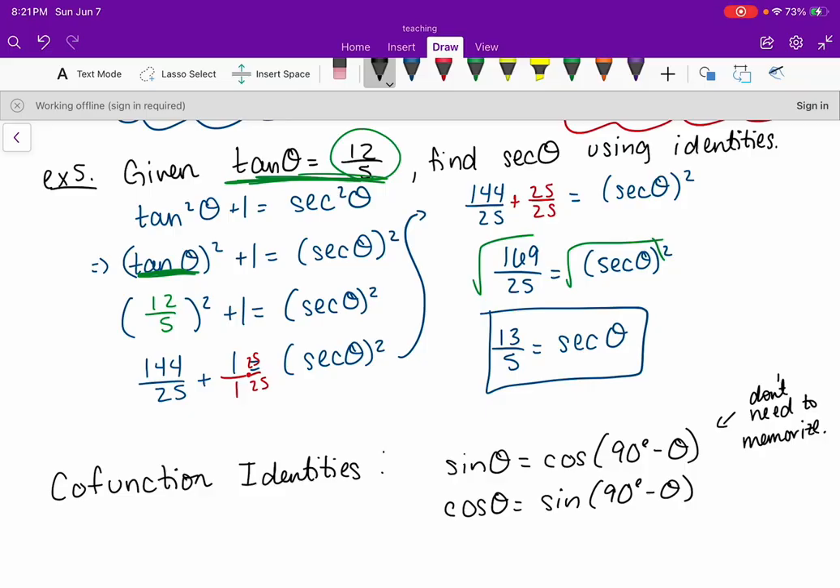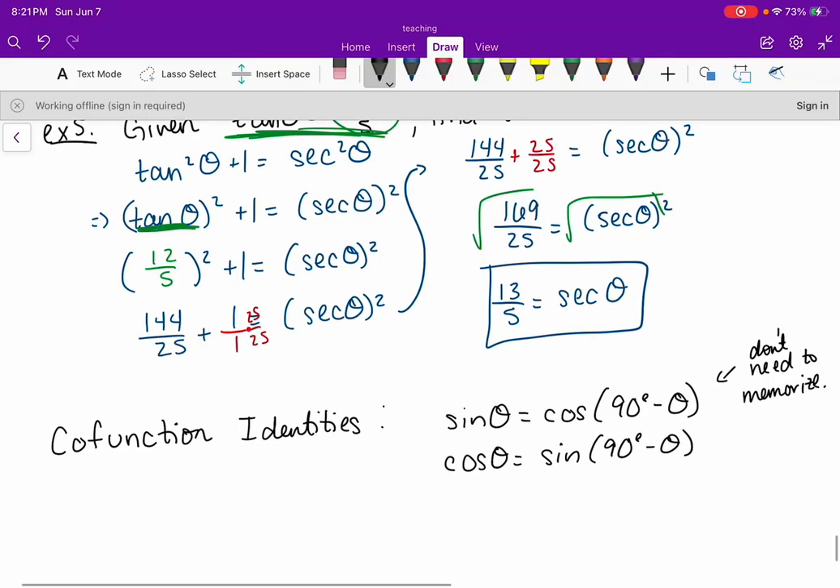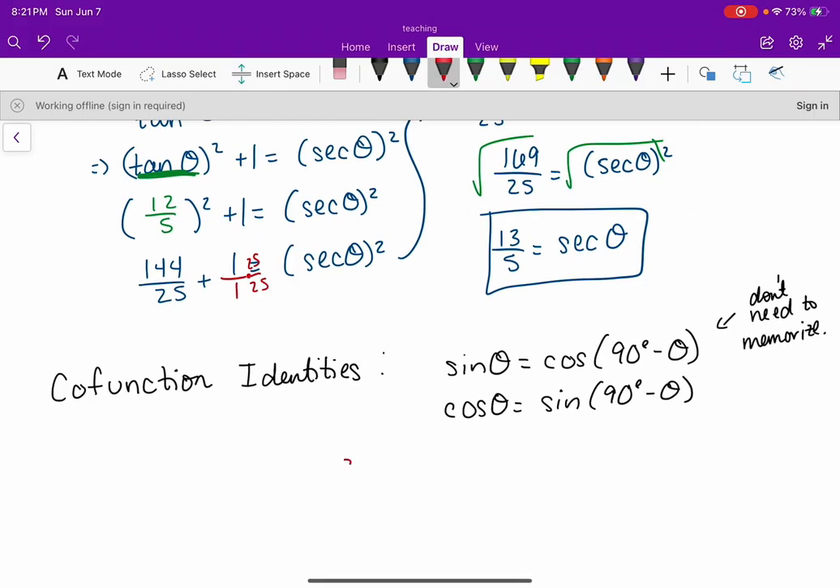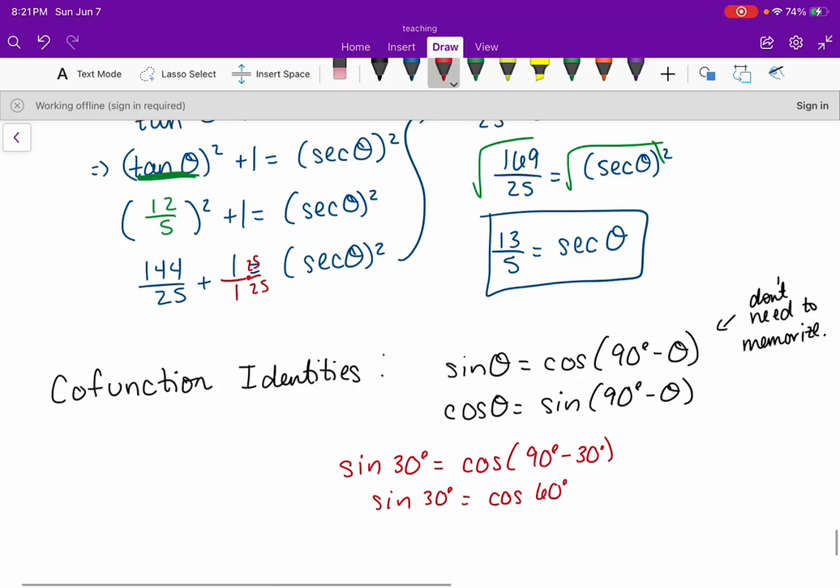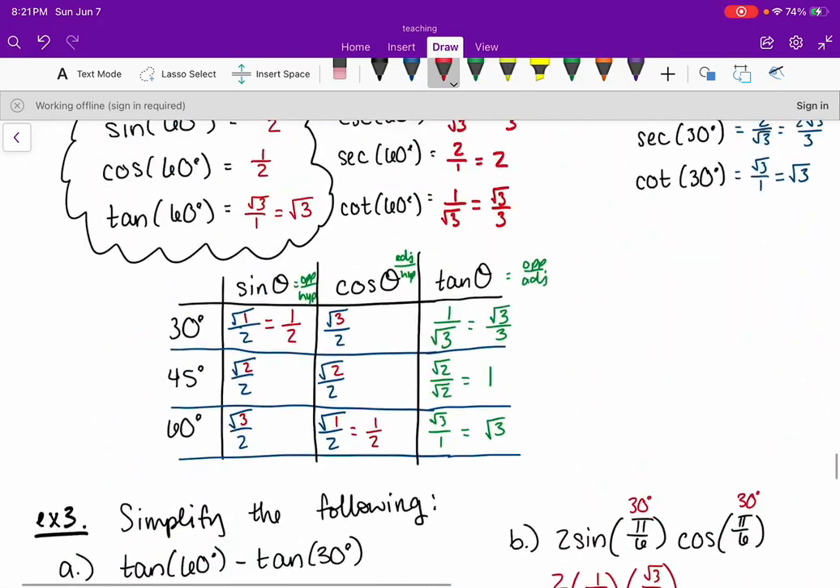You can kind of see it if you think about the 30 and 60 for a second. If I say sine of 30 degrees is equal to cosine 90 degrees minus 30 degrees, this is saying that sine of 30 is equal to cosine of 60, which we can see in our table. If we go back to the table real quick, sine of 30, cosine of 60, yeah, those are equal to each other. So you can kind of see that's a little bit of an example of it happening.